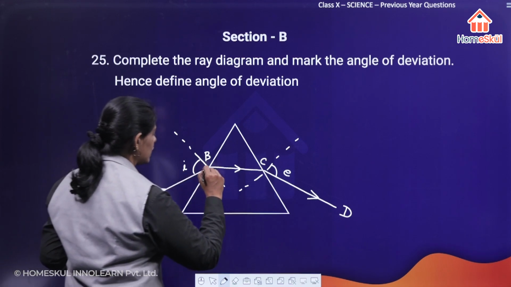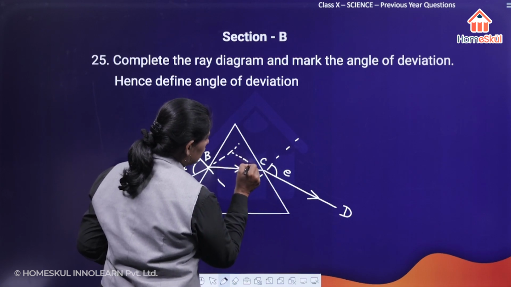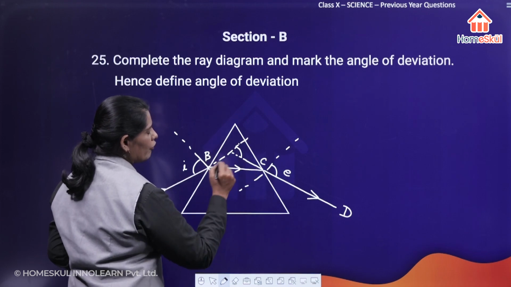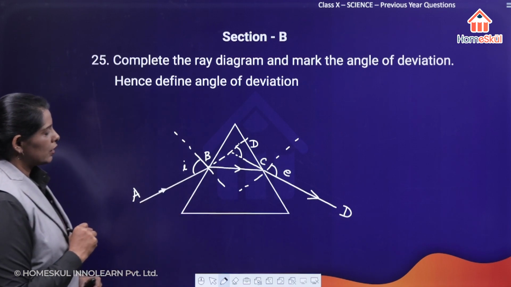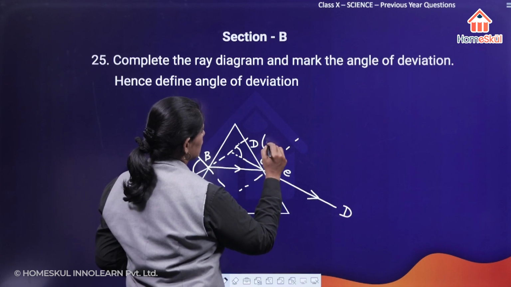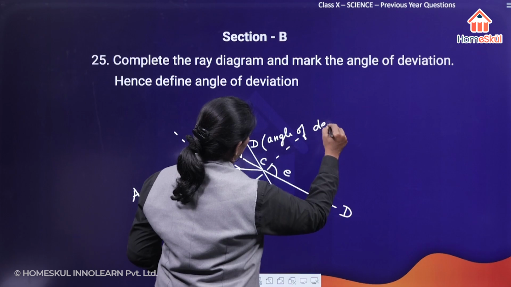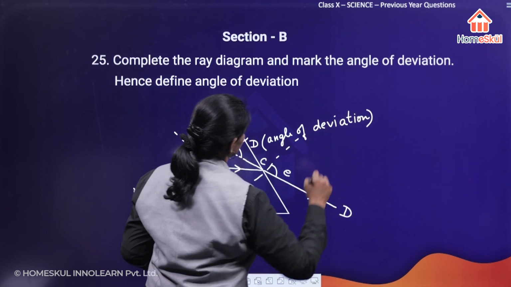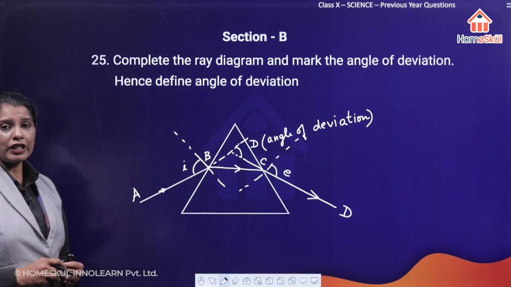Now, when you extend this incident ray and the emergent ray, right, it makes an angle over here, which we call the angle of deviation denoted by D. Okay, so here this D represents the angle of deviation. Okay, now what is this angle of deviation?